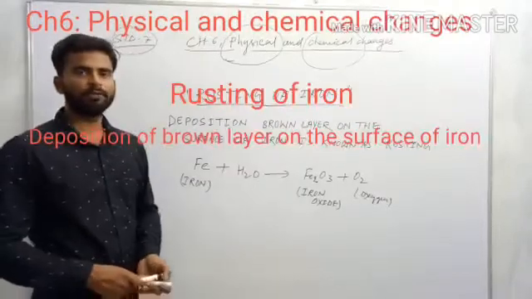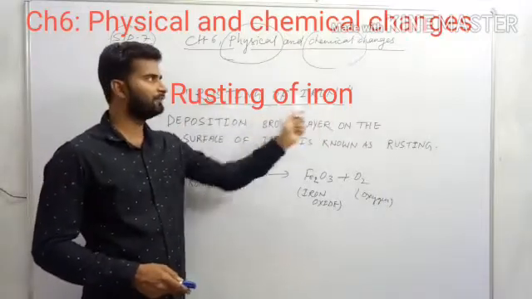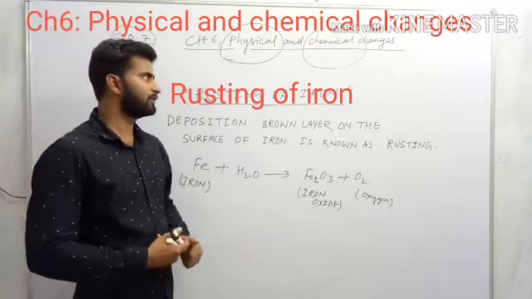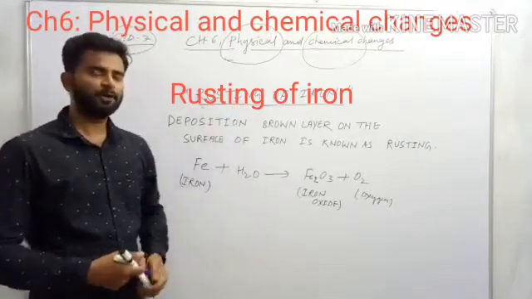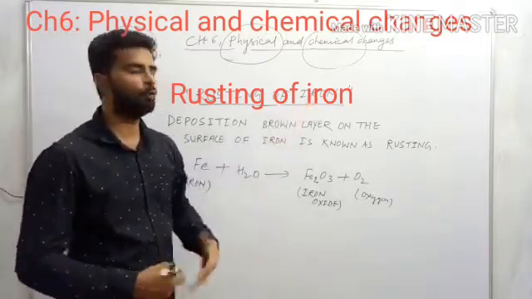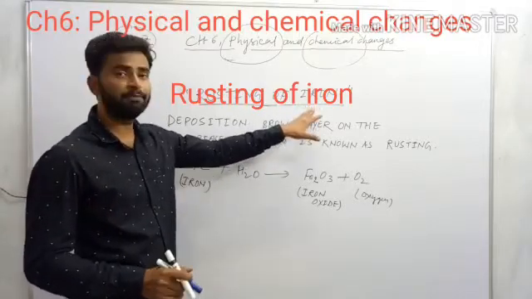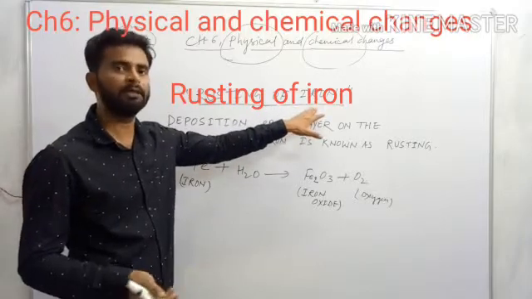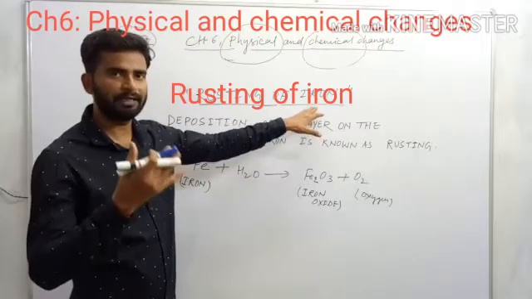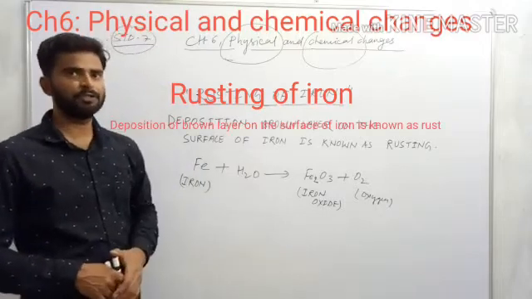Students, we'll see here rusting of iron. Rusting of iron is what? It is a chemical change. We'll see how rust comes on the surface of iron. When we leave an iron object in open air, after some time we can see a brown substance on its surface. That brownish powdery layer is known as rust.